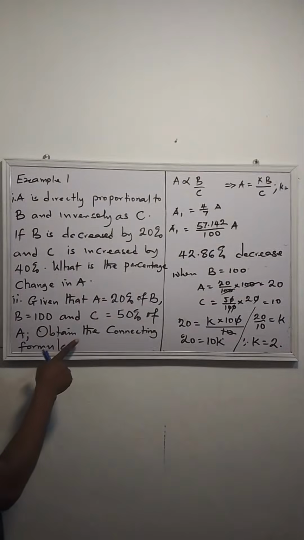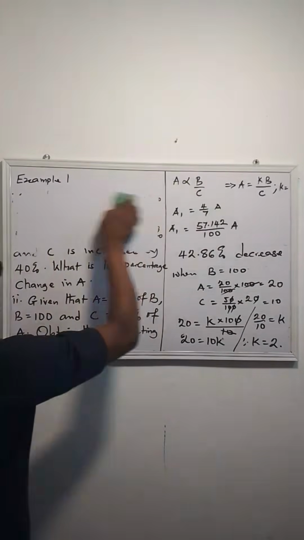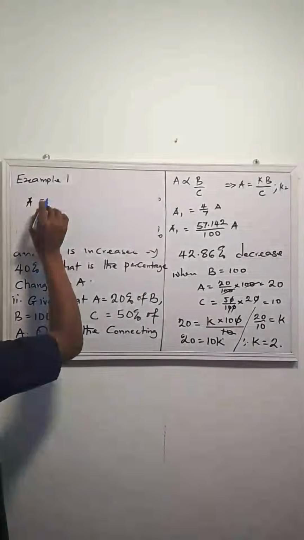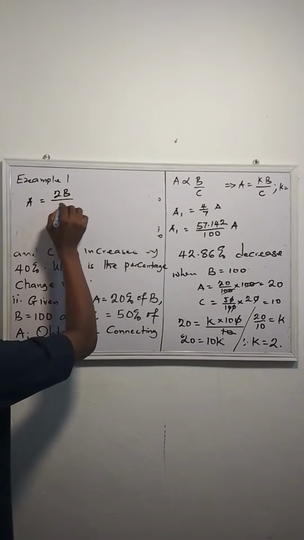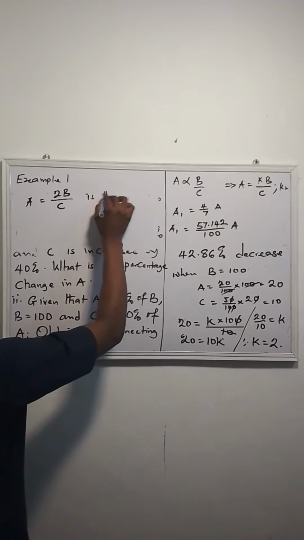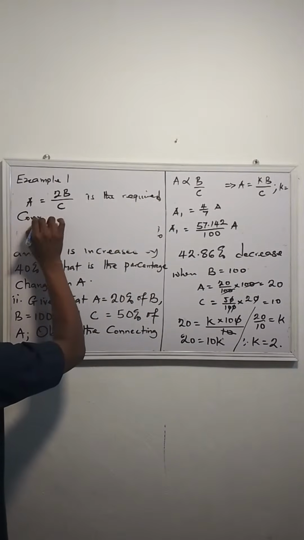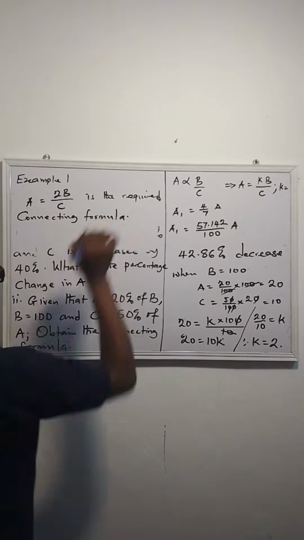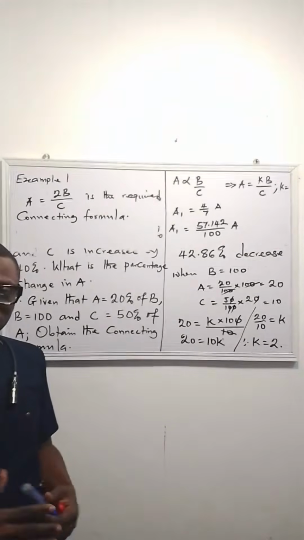So we can hence find the connecting formula. So what is going to be the connecting formula? Now, let's come here, we go there. Connecting formula, we have A equals to, now in place of K, you put 2 there, you have 2B over C is the required connecting formula. So, and this is the answer to the problem. I want to believe we all get that. So we are moving down to another question.